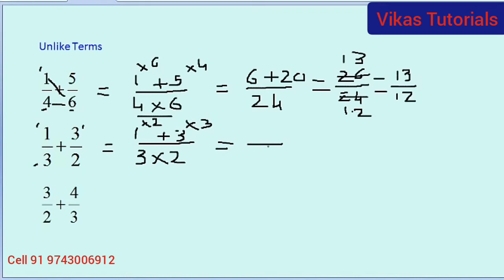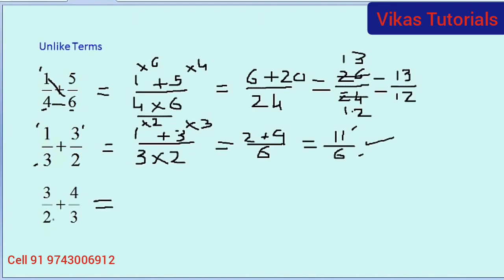Denominator 3 into 2, 6. First numerator 1 into 2, 2. Plus second numerator 3 into 3, 9. Now 2 plus 9, 11 upon 6. So the answer is 11 upon 6. This cannot be further simplified because 11 and 6 are not multiples of any common number.